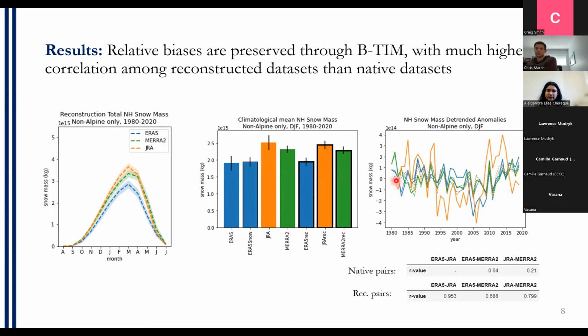the reconstructed data sets are all highly correlated over the 40-year period. Those are shown in the dashed lines, and they overlap pretty well. What stands out again is the JRA native data set in solid orange with its decadal variations, and the ERA5 data set, especially around 2004. I have the correlation coefficients shown at the bottom among the native pairs, so they're fairly low, and then the reconstructed pairs, which are high across the board, especially between the ERA5 and JRA reconstructions. Okay, so that is a first glance at how they all agree.